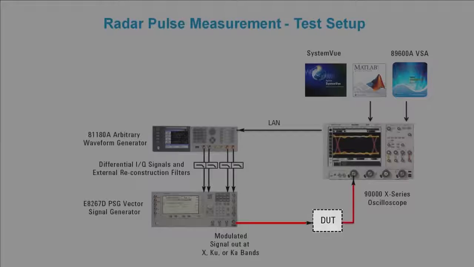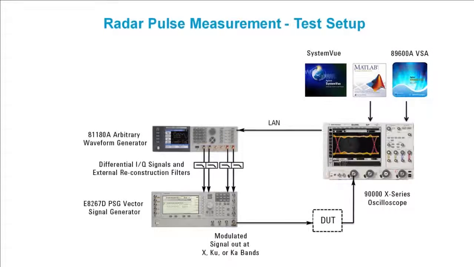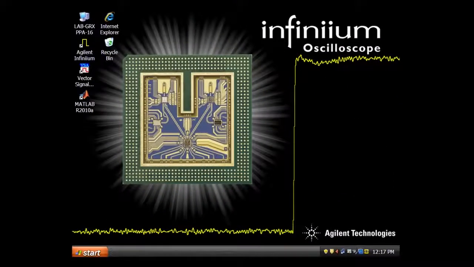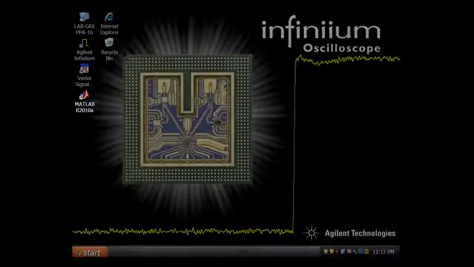However, in this case, we are inputting directly to the 90000 X-Series Oscilloscope. This oscilloscope with the 89600A VSA software enables a wideband radar test signal to be analyzed directly at X, Ku, and Ka bands up to 32 GHz without the need for external down conversion. Now let's zoom into the 90000 X-Series Oscilloscope's desktop, where we'll use MATLAB to create the radar IQ waveform.